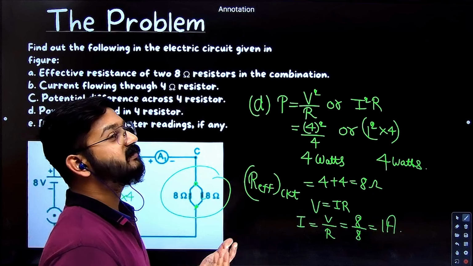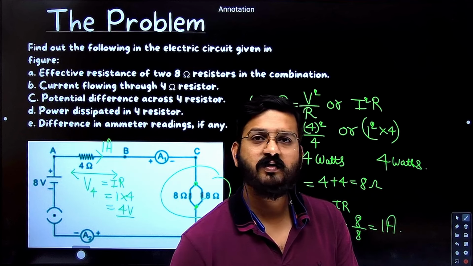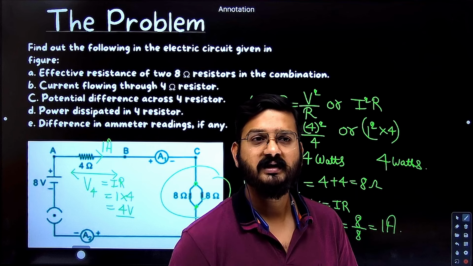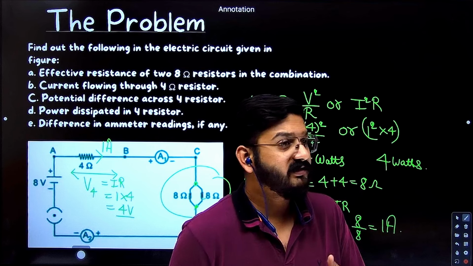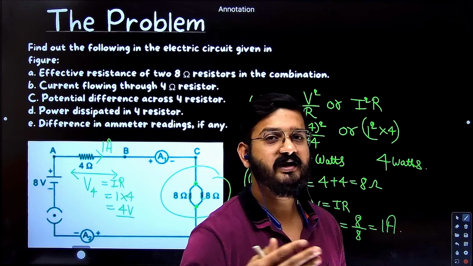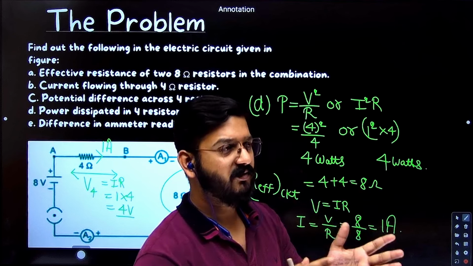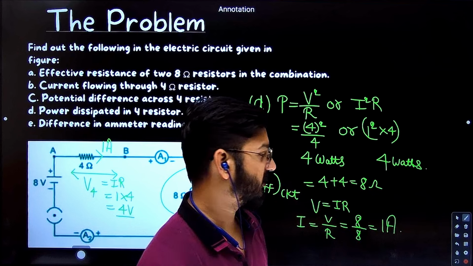Sometimes we don't know the potential difference. We know the current, so we use I square R. Sometimes I don't know the current, I know the potential, V square by R. Simple. Sometimes I don't know the resistance, I know the potential difference and current. I'll use VI. According to the data given, you can choose the formula. There's no rocket science in this. Take your time, think what is given, what is not given, choose the right formula.